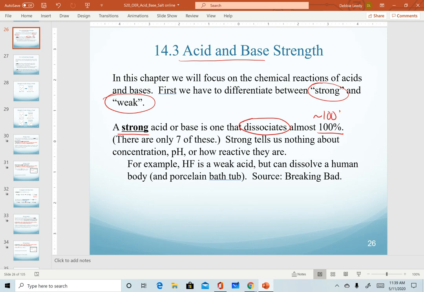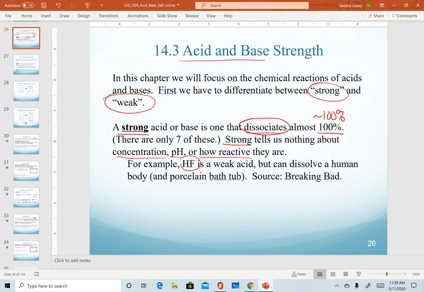I'm actually going to put about 100%. It won't exactly be, if you were to go into lab and measure, a strong acid or strong base would not dissociate completely 100%, but they're very close. It's a very high degree of dissociation. And we're only describing the degree of dissociation. When we say that an acid or a base is strong, it tells us nothing about the concentration, its pH, or how reactive it can be.